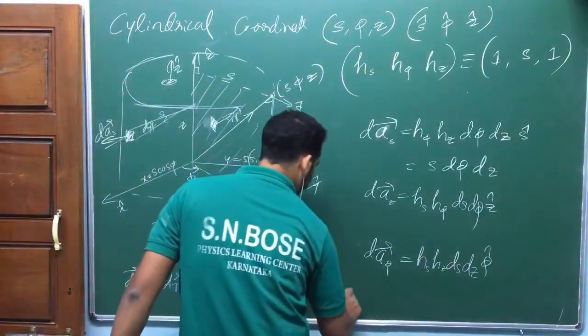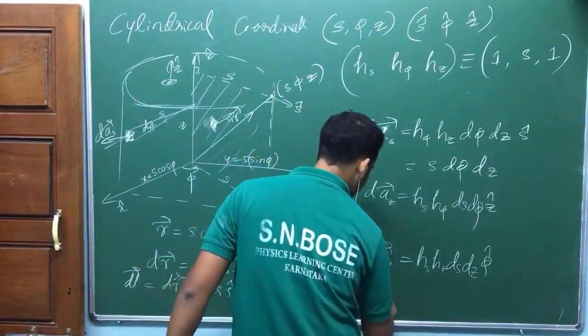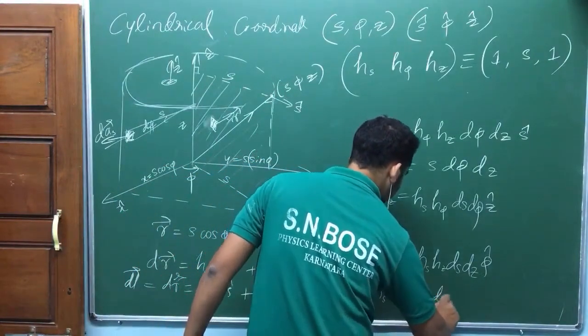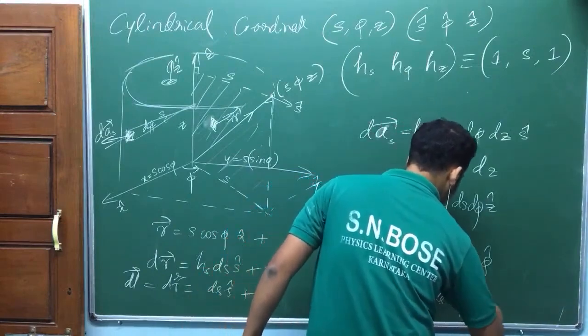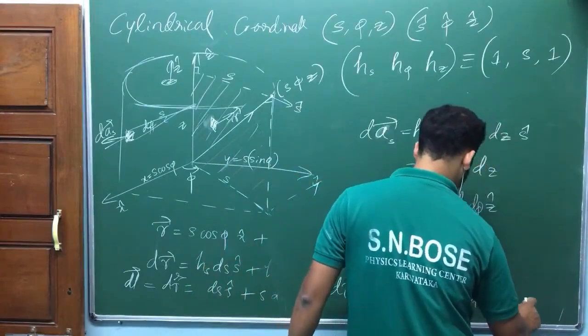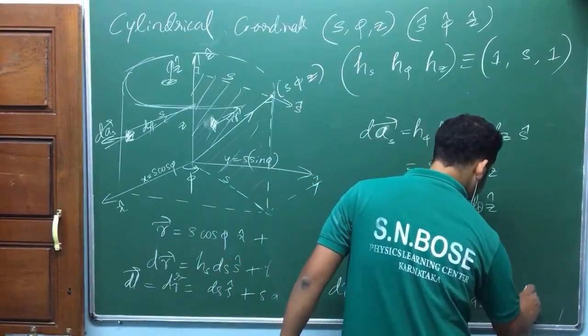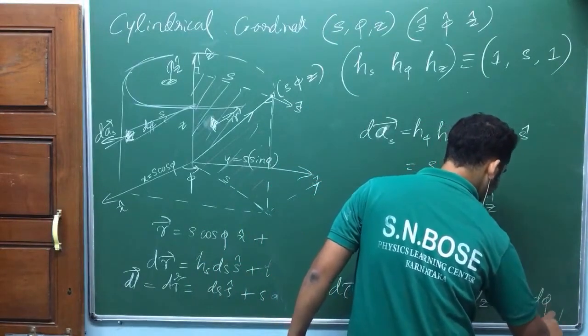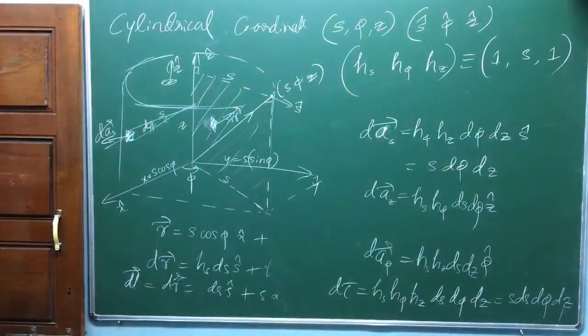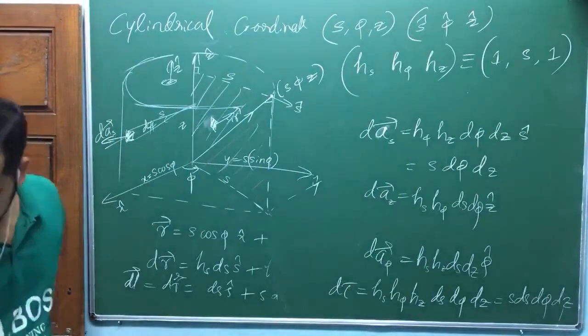And then the volume element d tau is equal to h_s h_phi h_z ds d phi dz. That's equal to s ds d phi dz. Check this out. That's your volume element.